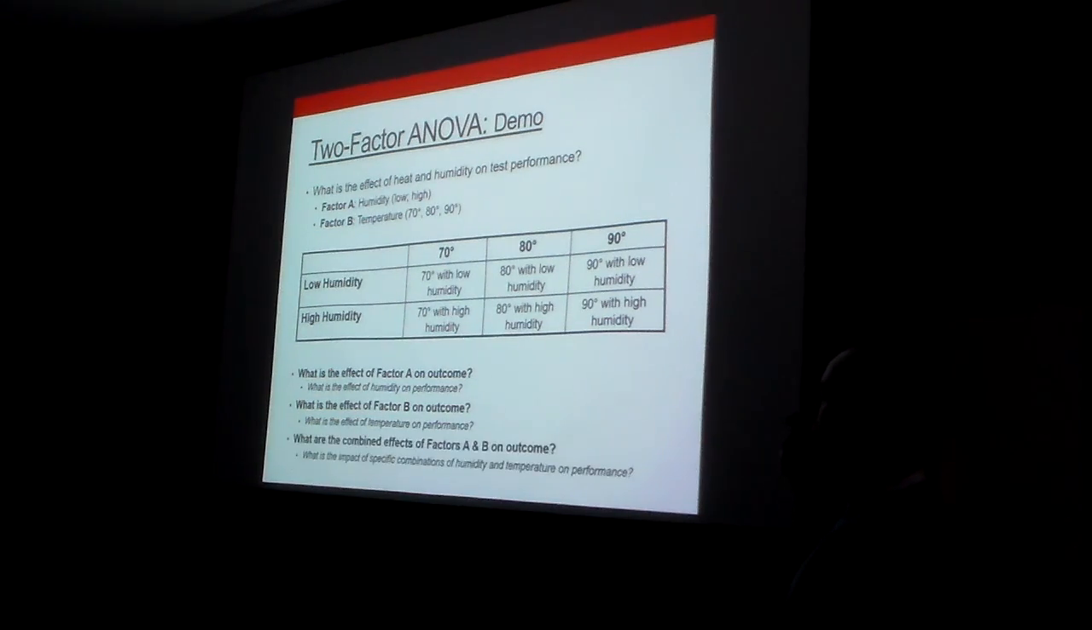And then finally, what are the combined effects of factors A and B on the outcome? What's the impact of specific combinations of humidity and temperature on performance? This is where we're looking at these individual cells. Do we see a different pattern of means based on the combination of temperature and humidity?